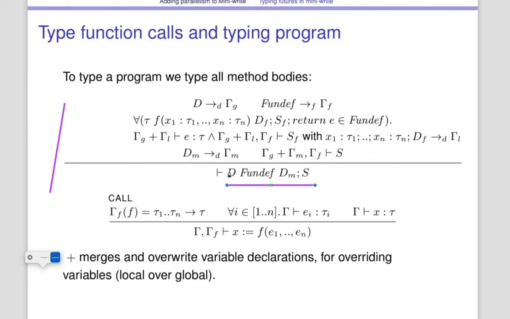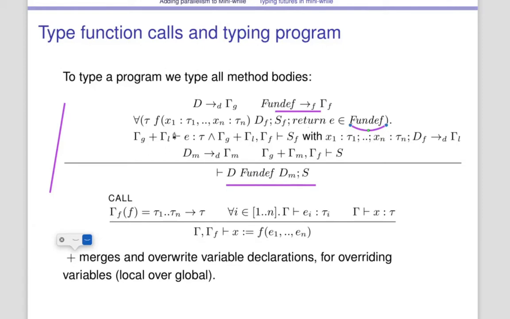So what you would do is that you will first infer a global typing environment, gamma G, from the global variable declaration D. Then you would infer a function map from the function definitions. So now you have the signature of each function and the global environment. Then what you will do is that you will go through all the function definitions.